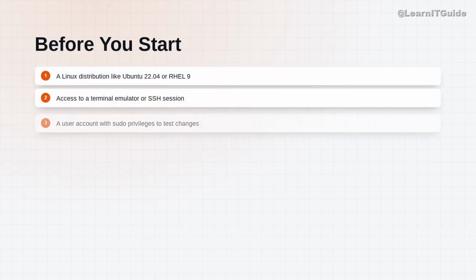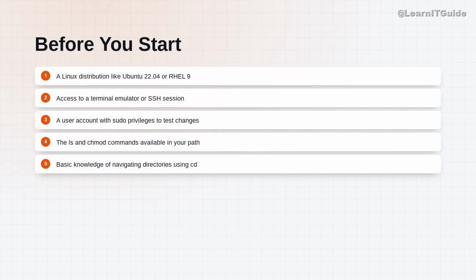Before we start, ensure you are running a standard Linux distribution like Ubuntu or Red Hat Linux. You need a terminal open and sudo access, as we will be modifying system file permissions. If you are on Windows, ensure you are using WSL2. You should already be comfortable with basic commands like list and change directory. Specifically, that includes a Linux distribution like Ubuntu 22.04 or Red Hat Linux 9, a user account with sudo privileges to test changes, and the ls and chmod commands available in your path.